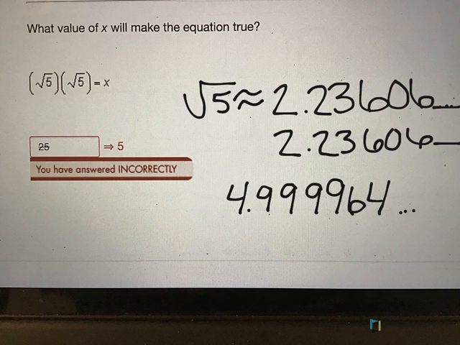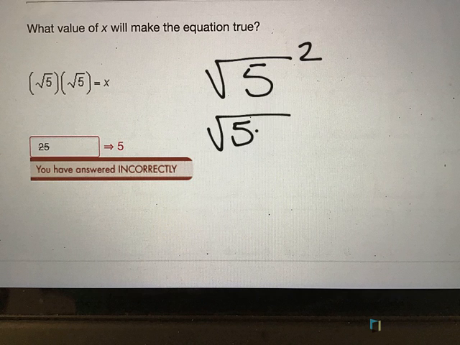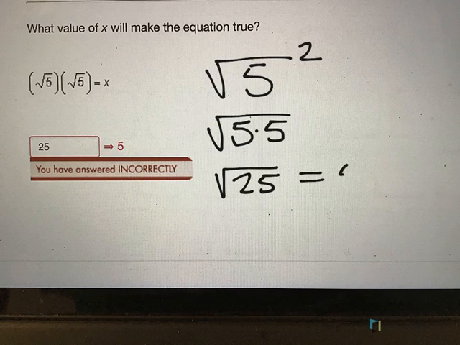If I'd used a calculator with square roots, if I just did the square root of 5 times the square root of 5, I would have got 5. Another way of thinking about this is the square root of 5, I'm multiplying it by itself, which is squared, which ultimately means it's going to be 5 times 5, which would be the square root of 25, and as we know, the square root of 25 is 5, and that's why that's the answer.